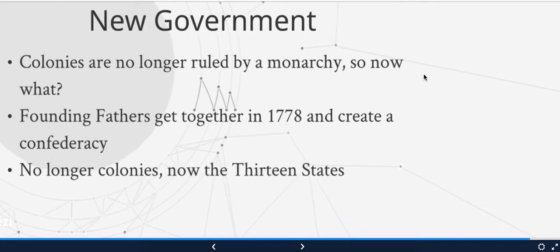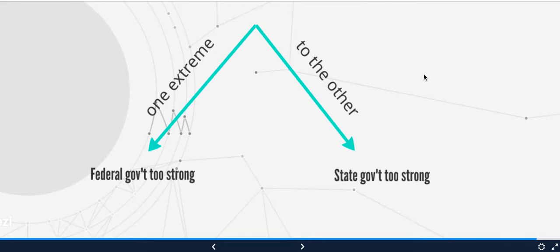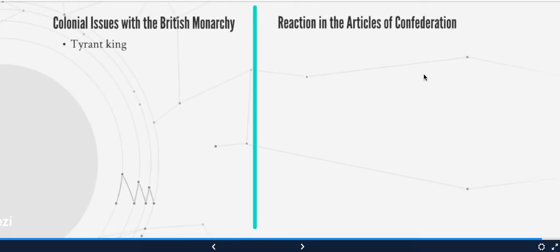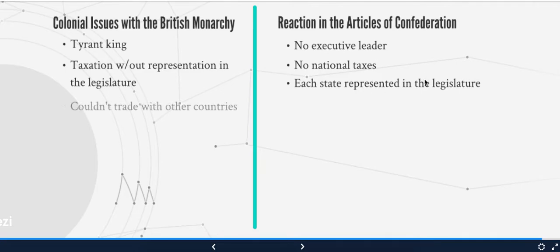So we as the 13 states decide that we are very stressed out about federal power, so we're going to give all the power to the states and see how that goes. All right, so the colonial issues with the British monarchy. We got a tyrant, and so therefore we have no executive leader. We're mad about taxes, so we just don't have any, which sounds great, except remember we have no money. But additionally, we are represented in the legislature.